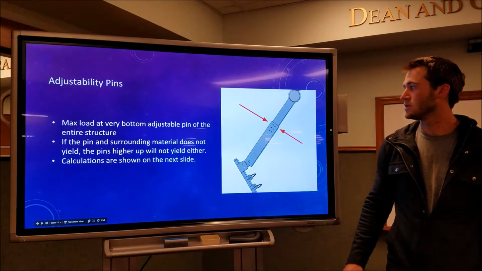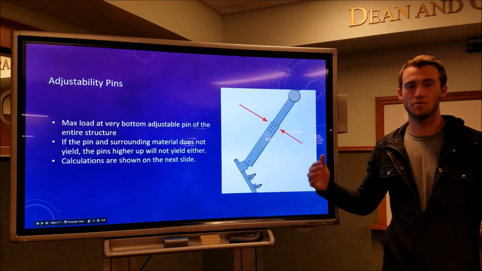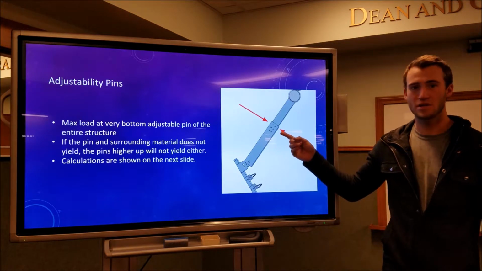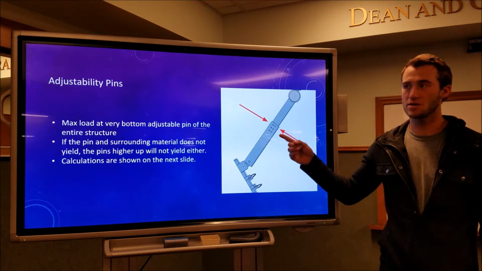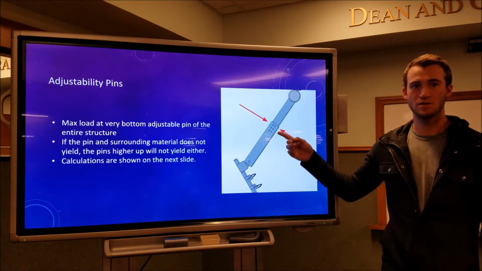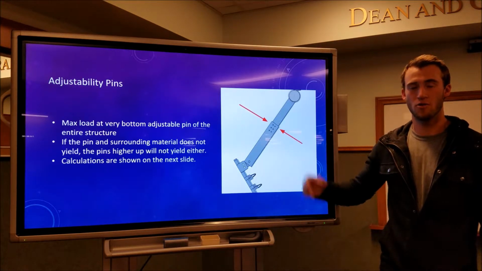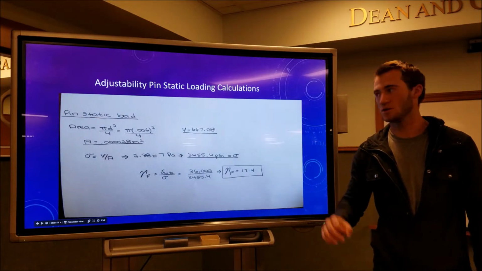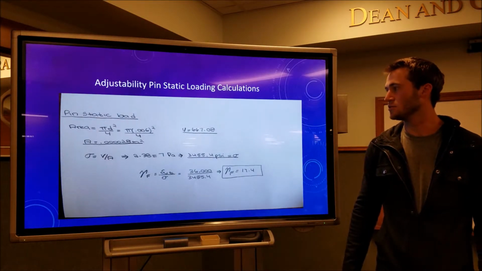So the adjustability pins, while we do have them up in the upper section of the leg, as I said before, we determined that this section will bear the most load because it's where the most weight is acting. And so what we decided is if these pins can support the load, then the ones higher up will have no problem. So for our pin static load, the actual pin that goes in, we used A307 steel.